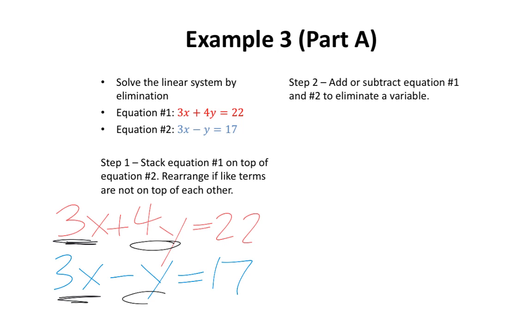Positive 4y and negative y, which are like terms, are on top of each other. And positive 22 and positive 17 are also on top of each other, which means we can proceed to step 2. In our second step, we want to add or subtract these equations to eliminate a variable. So the choice is yours. You can either add or subtract. I'm going to continue to add, and I'm going to see what happens in this situation.